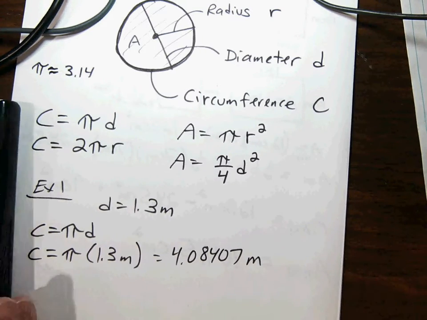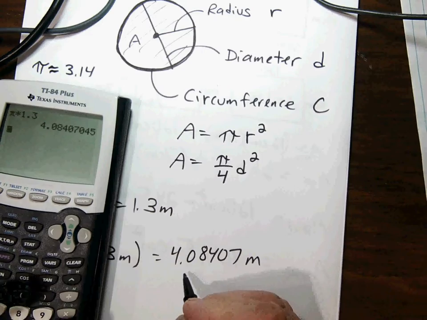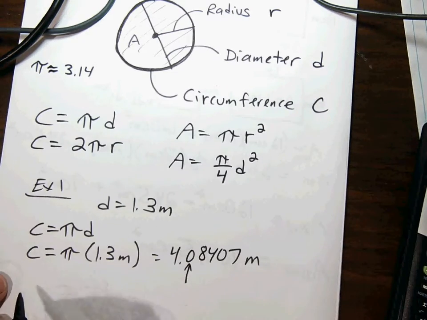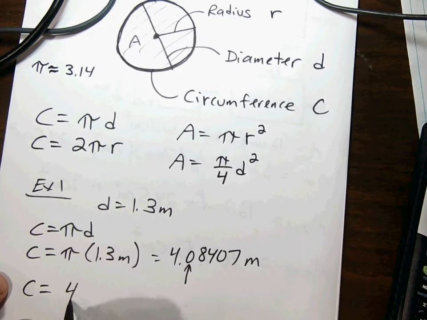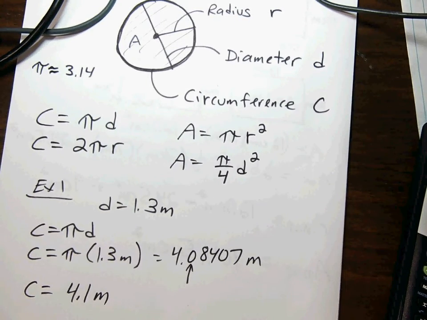Okay, 4.08407 meters, but we were given some instruction here, I believe, right? Round to the nearest tenth of a meter. So I'm rounding to right there. And rounding to right there is going to give me 4.1 meters. Okay? There we go. Easy peasy. What's example 2 have to say for itself?